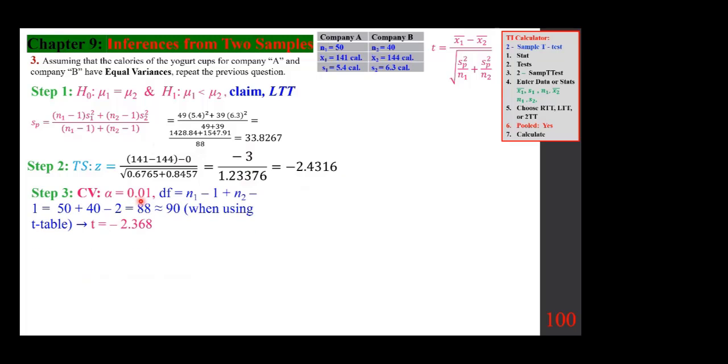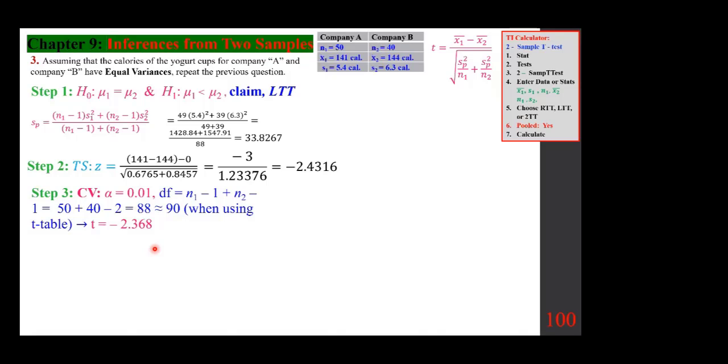Critical value, alpha is 0.01. Degrees of freedom, they add up. In other words, 50 minus 1, 40 minus 1, they add up to 90 minus 2, or 88. Now, again, if we are going with the table, it's limited. 88 doesn't exist. Sometimes they go down. I think it's better to go with the number closest. So 90 is fine. And again, some texts, they say always go down. So they would go to the closest number to 88 on the table, but smaller than that.